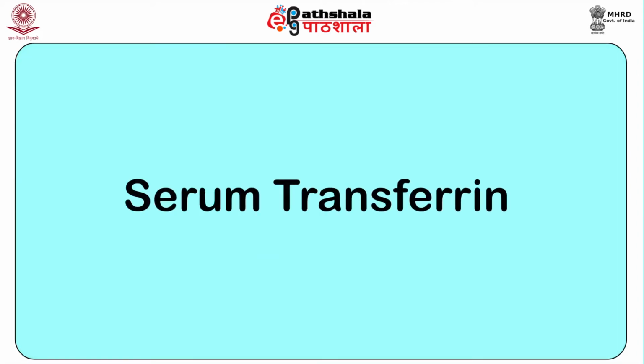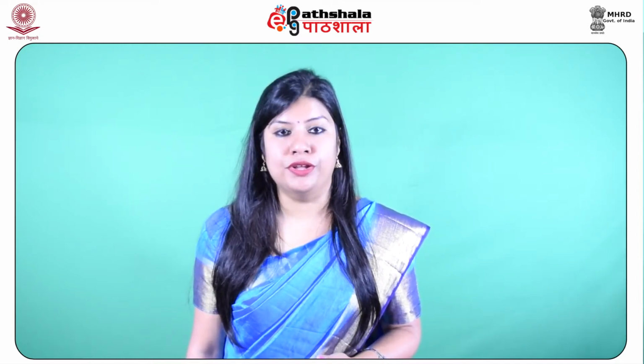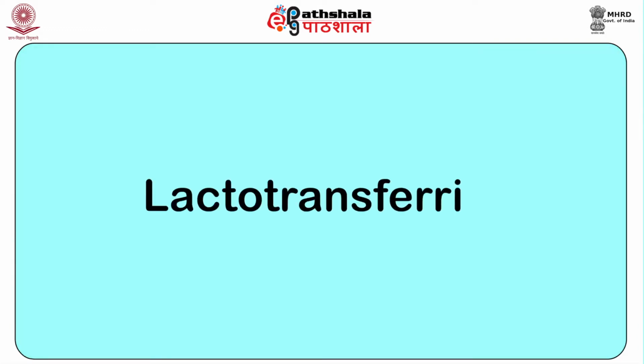Firstly, serum transferrin. Serum transferrin, also called serotransferrin, siderophilin and β1-metal binding globulin, is generally present in the serum of vertebrates and some other biological fluids. It plays a vital role in the transport of iron within the circulatory system of vertebrates between different biological tissues. Secondly, lactotransferrin.